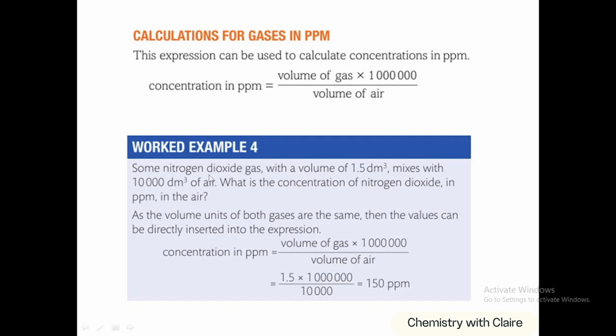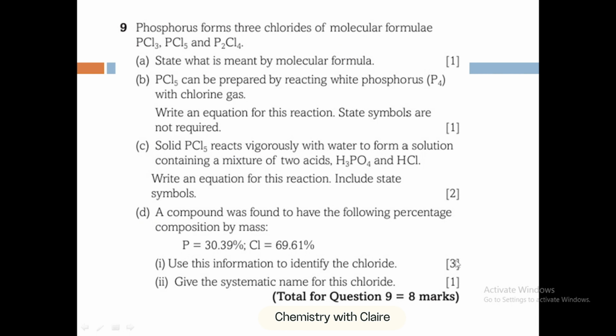In worked example 4, for example, we can see that we have nitrogen dioxide gas, and with a volume of 1.5 dm cube, it mixes with a particular amount of air, and we can find it by using the previous formula. Volume of the gas should be on the top, that means the numerator, and it mixes with air. Air's volume should be in the denominator, and you should have that 1 million multiplied with the numerator. You will get the answer 150 ppm. The unit here is ppm, parts per million.